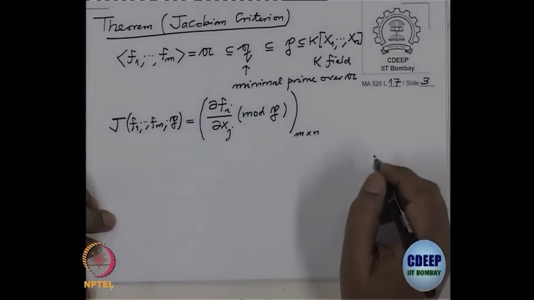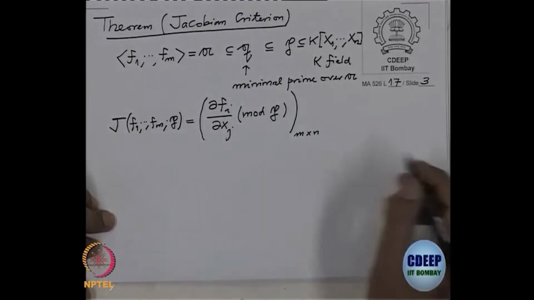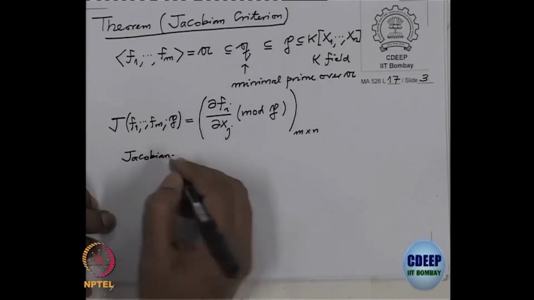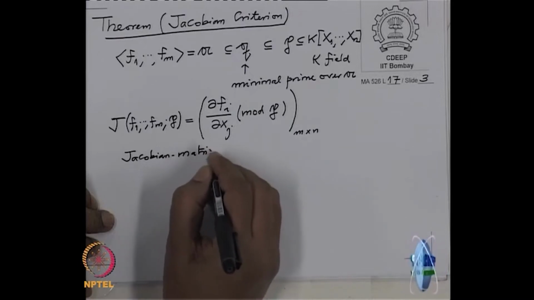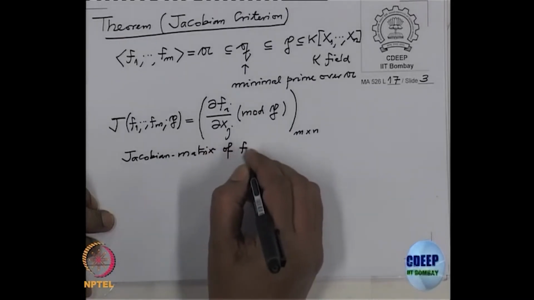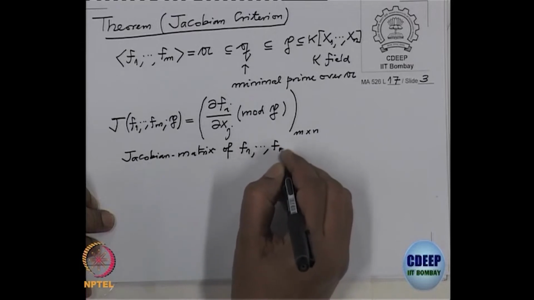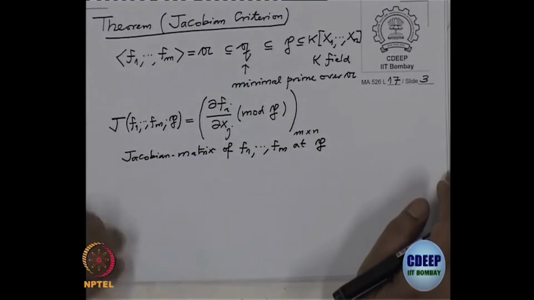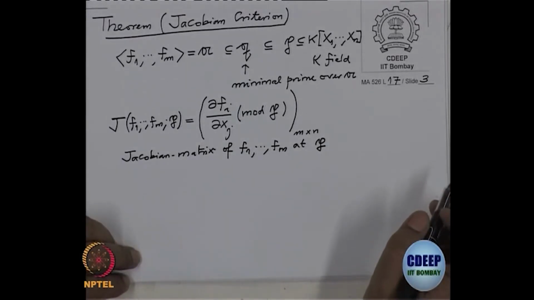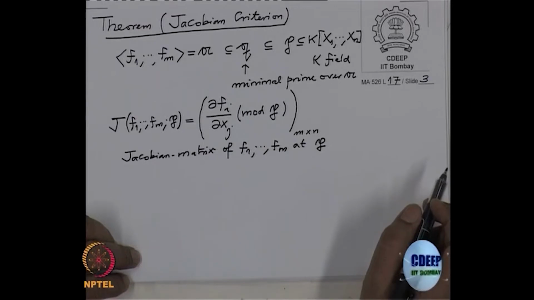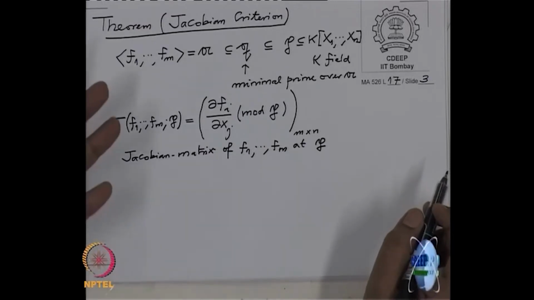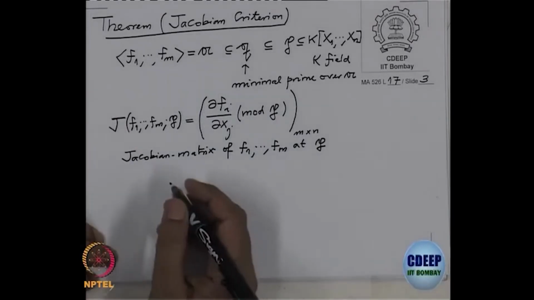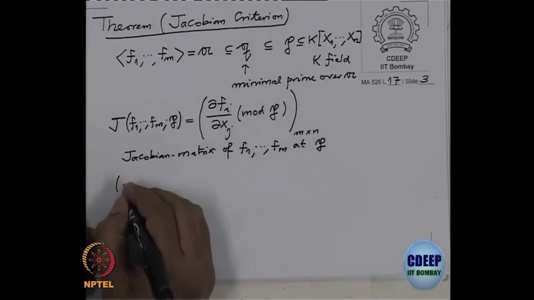This is called the Jacobian matrix of F1 to Fm at P. So this is a matrix over the ring K[x1, x2, ..., xn] mod P, but that is an integral domain. Therefore, you could also think it's a matrix over the entries in its quotient field. Okay. So the first assertion is A.